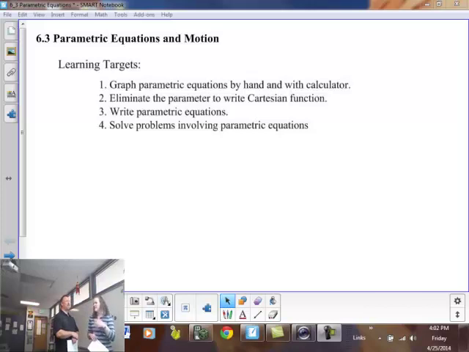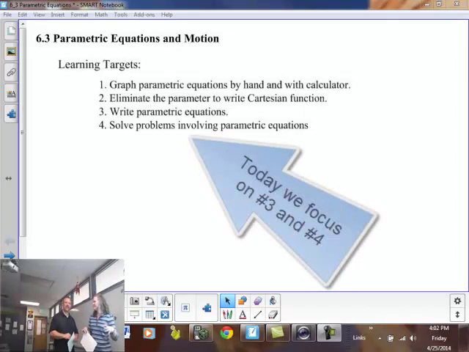All right, we're going to talk about parametric equations, what they are, what they're used for. Parametric equations is a huge field, if you will. There's a bunch of stuff you can do with it. We're going to be narrowed and focused.